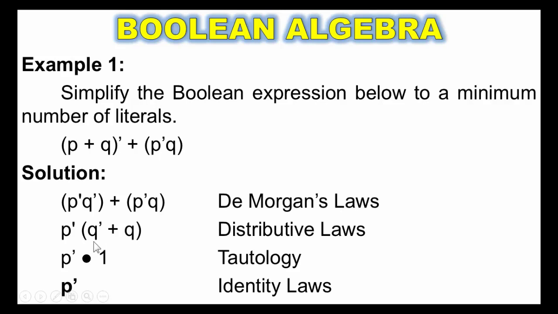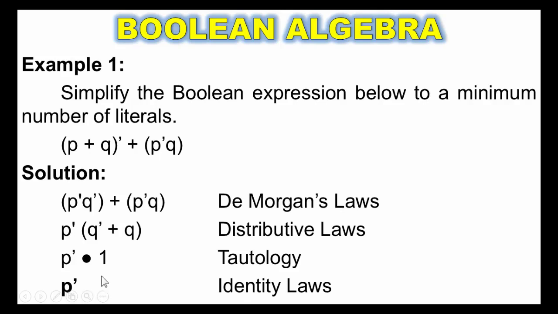We again examine the Boolean expression from left to right. We can observe that this quantity not of Q or Q is a tautology. Not of Q or Q becomes 1 or true. So we write now not of P and 1. Finally, we apply the identity laws. Not of P and 1 becomes not of P.